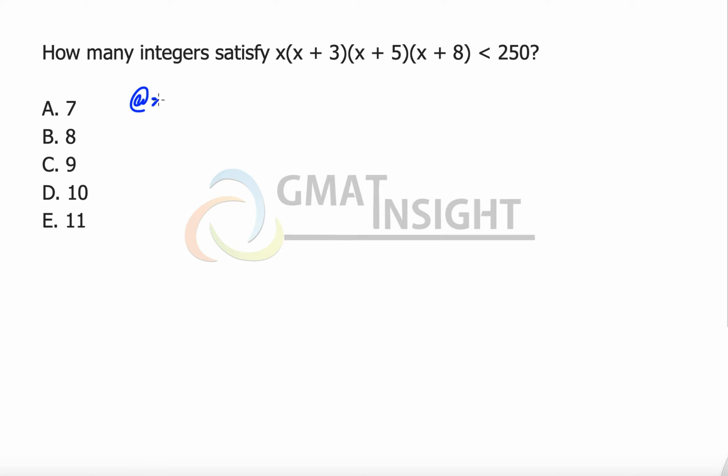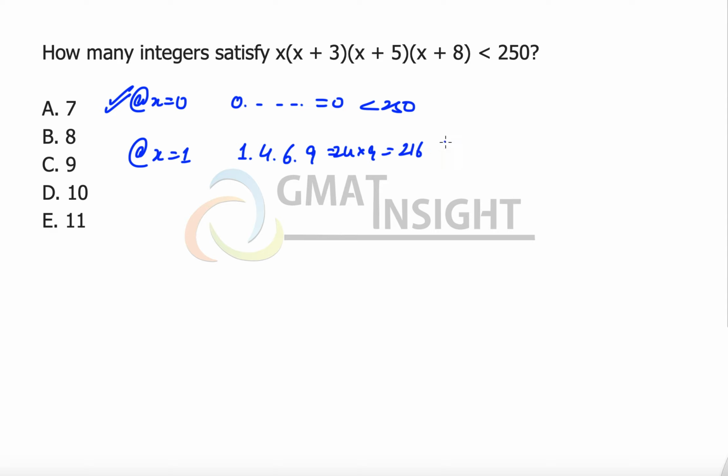I see that x equal to 0 is the easiest value to substitute, and on substituting x equal to 0, I have this expression giving me 0 multiplied by something something, which is 0, which is definitely less than 250. That means x equal to 0 is certainly an acceptable value. Now when I substitute x equal to 1, let's quickly see what happens. Then it becomes 1 multiplied by 4 multiplied by 6 multiplied by 9, which is equal to 24 multiplied by 9, which is 216, that's also less than 250, so acceptable.